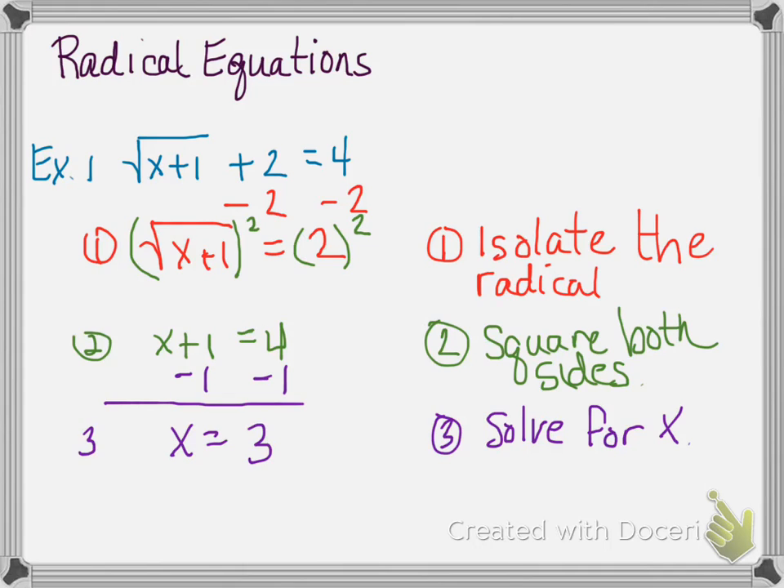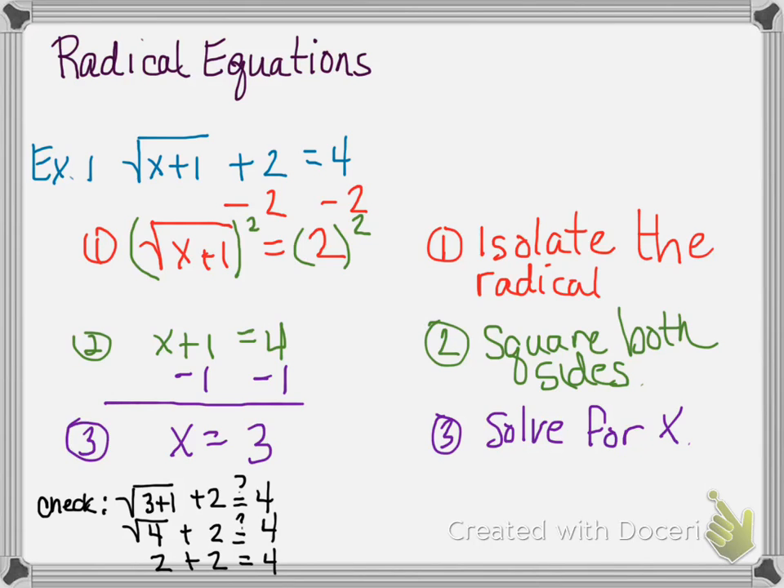X equals 3. Let's get in the habit of checking our answers again. So does the square root of 3 plus 1 plus 2 equal 4? The square root of 4 plus 2, does that equal 4? Yes, it does. 2 plus 2 equals 4. So x equals 3 is our solution.